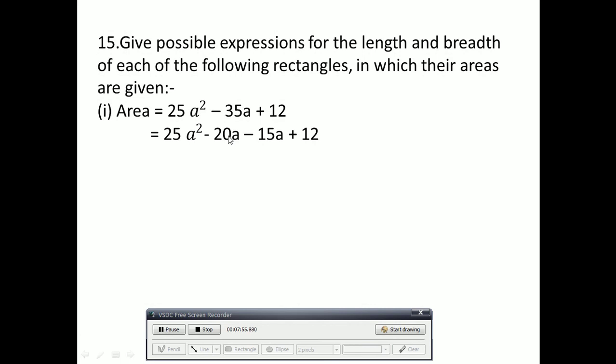The factors of 35 are 20 and 15. You can multiply 20 and 15, it will be 300, and it is minus 35, so we can write minus 35 as minus 20 and minus 15, because minus 20 minus 15 is minus 35a. So it is the splitting middle term method. You have already done this method in class 8th.